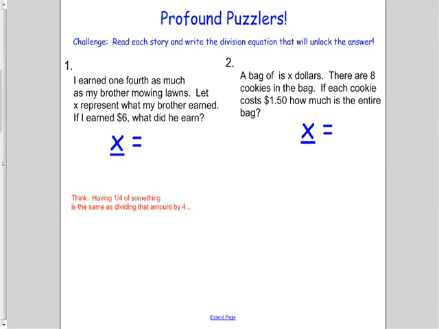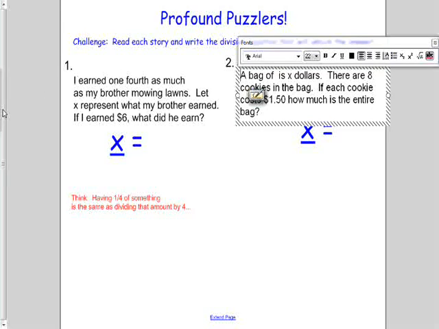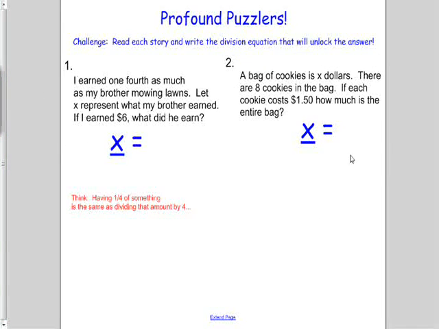Number 2, a bag of cookies is X amount of dollars. There are 8 cookies in the bag. If each cookie costs $1.50, how much is the entire bag? So might I recommend drawing some sort of diagram for each of these if your thinking is a little bit jumbled up. And then again, see if you can figure out X divided by what is going to be equal to what, and solve. So pause the video, work on this with your partner for a minute, and then press play to see if you're right.